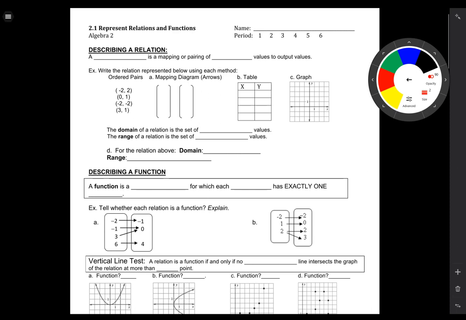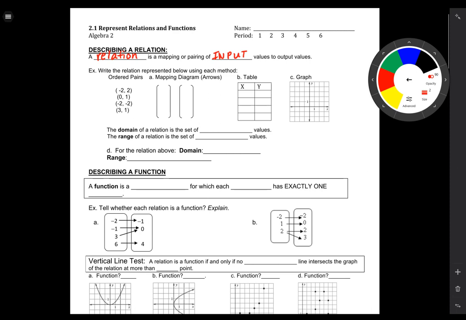A relation is a mapping or pairing of input values to output values. Our first example, write the relation represented below using each method. There are 4 methods here.